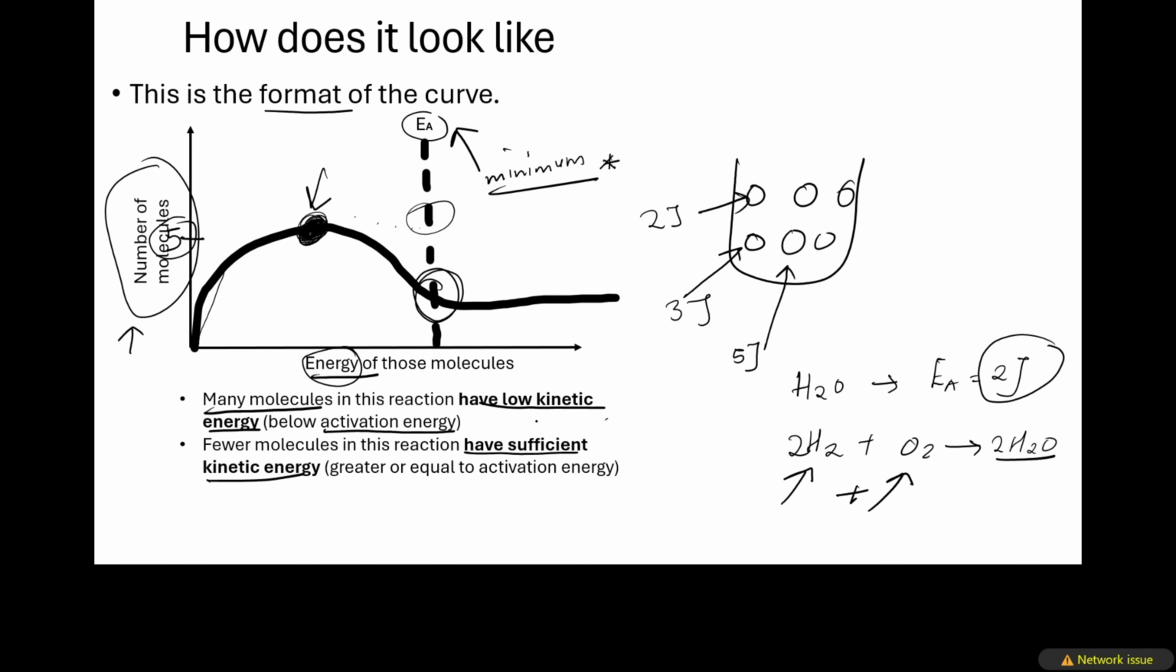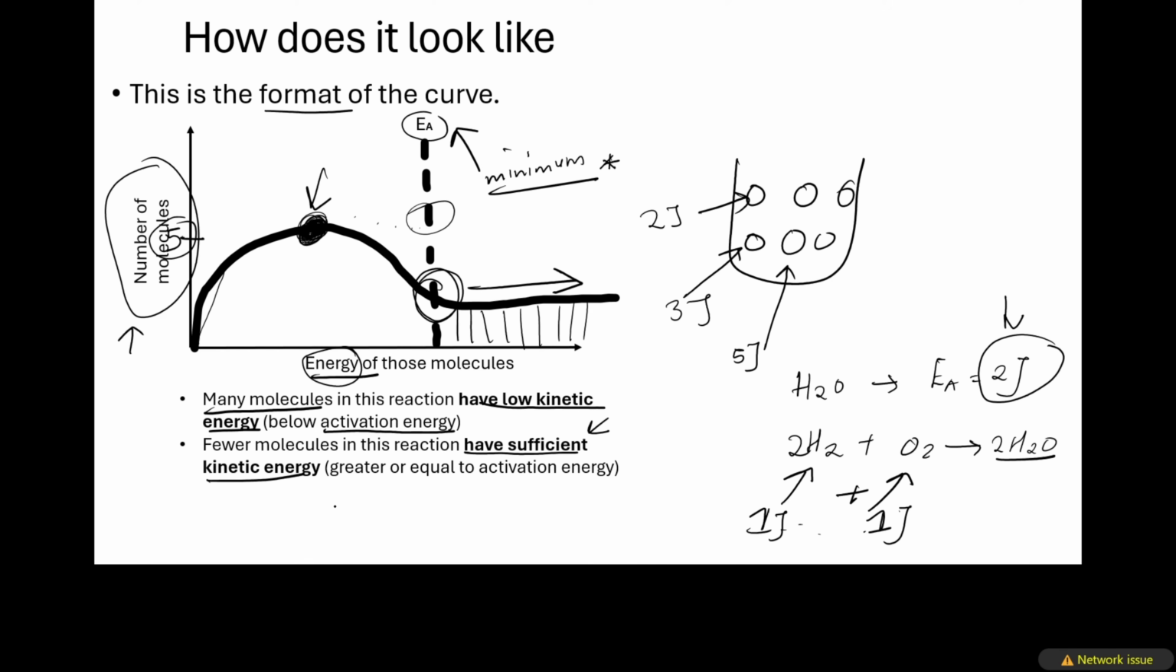When you say that the kinetic energy is sufficient, it means the energy of the particles is enough for the reaction to take place. Just like in this example, if hydrogen has got 1 joule and oxygen has also 1 joule of energy, when you add them together, you get 2 joules, which is enough for the reaction to take place, right? So those particles that have a kinetic energy equal to or greater than the activation energy will all react successfully. So this is how you analyze Maxwell-Boltzmann distribution curves.